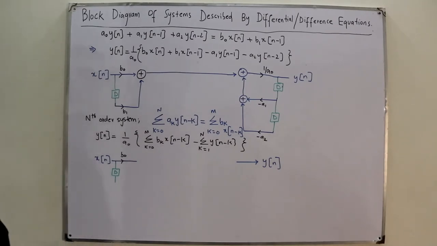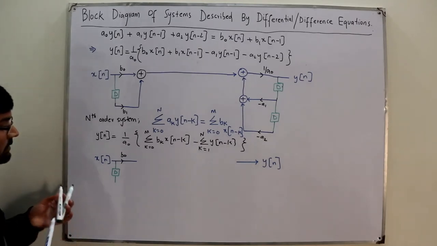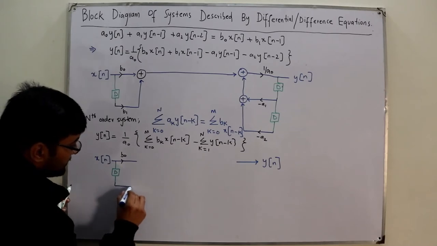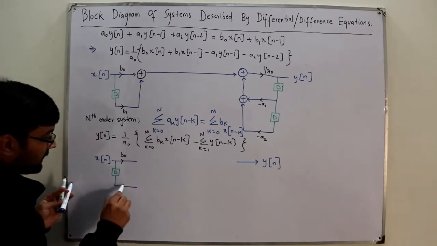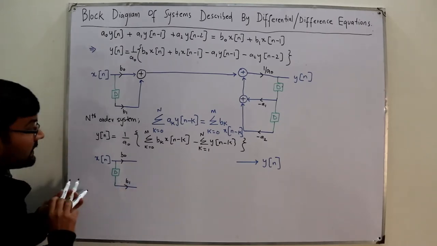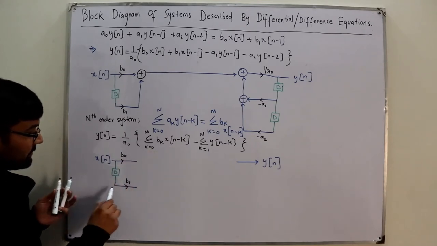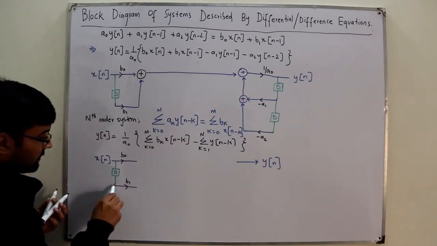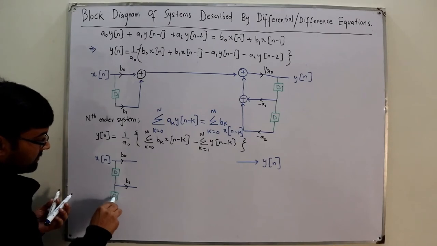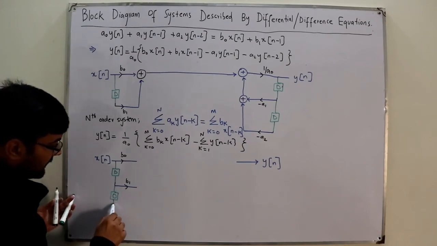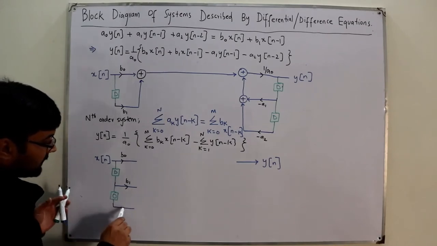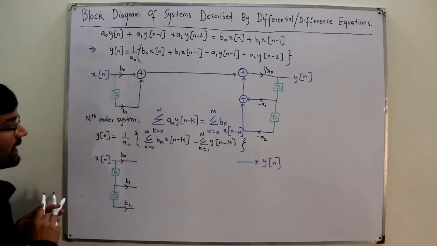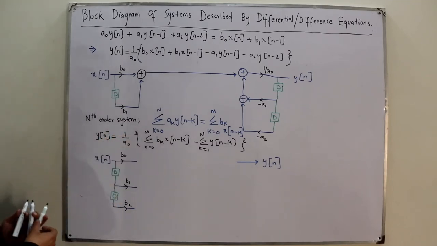So wait a minute. Now if this is my x of n minus 1, now this is being multiplied with what? With a b1. Fine. Then for n is equal to 2, you have an x of n minus 2. Which means that now over here, I have an x of n minus 2. And now this is being multiplied with a value b2. Fine. And similarly, this goes on and on.